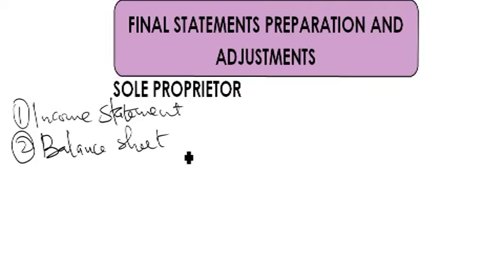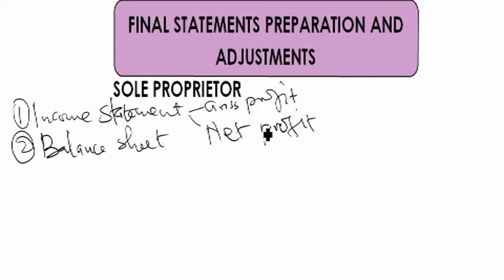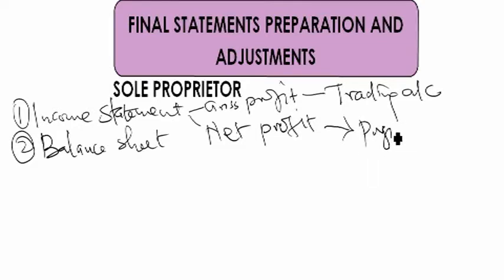The income statement usually reports the profit or loss of the business, and has two steps. The first step is finding the gross profit, while the other step is finding the net profit. The gross profit is found by an account that we call the trading account, whereas on finding net profit, we prepare an account that we call the profit or loss account.